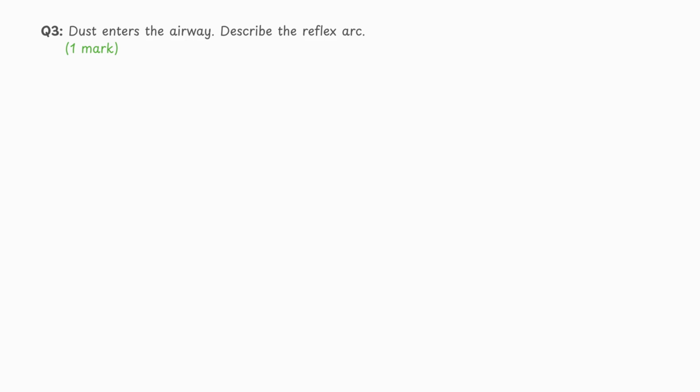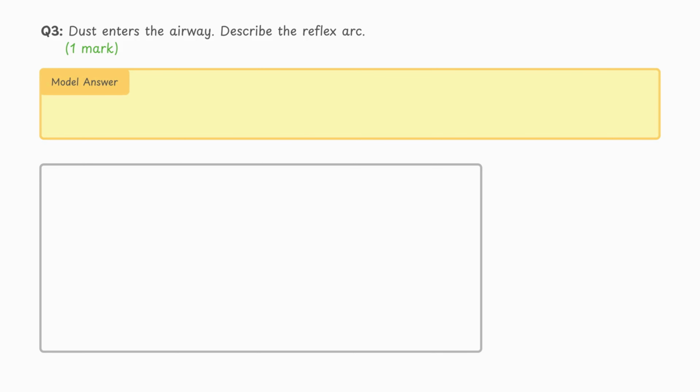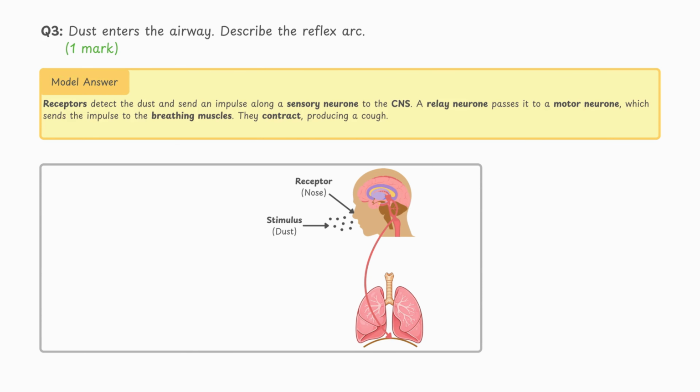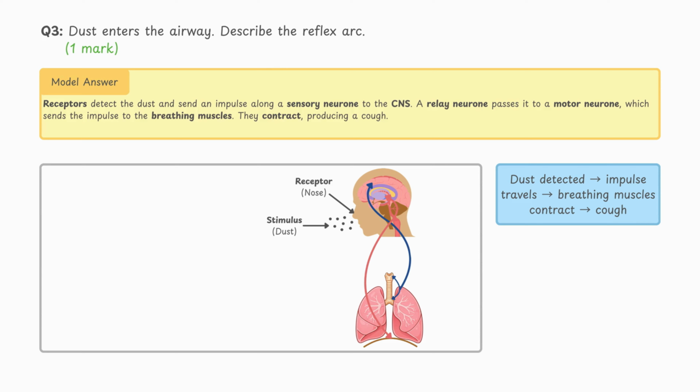Question number 3. Dust enters the airway. Describe the reflex arc. Receptors detect the dust and send an impulse along a sensory neuron to the CNS. A relay neuron passes it to a motor neuron, which sends the impulse to the breathing muscles. They contract, producing a cough.